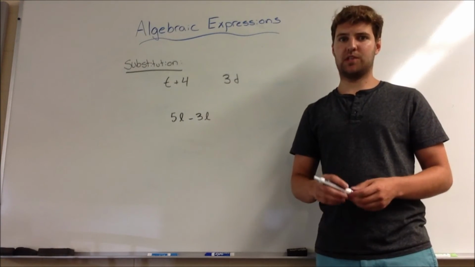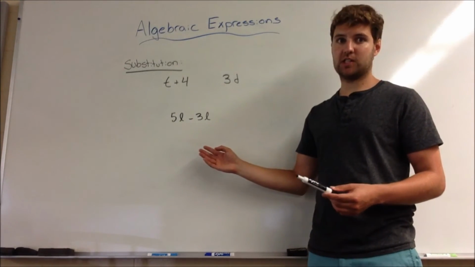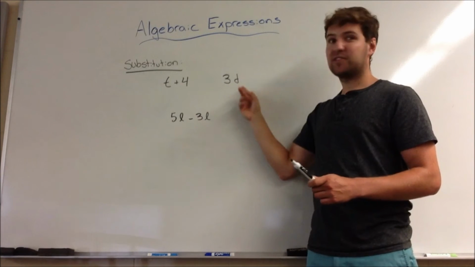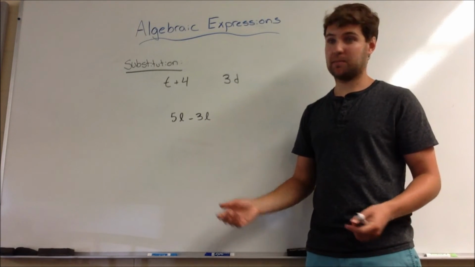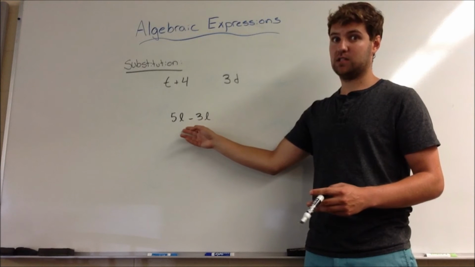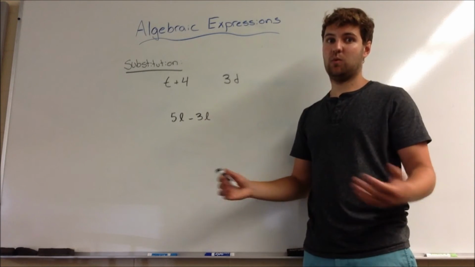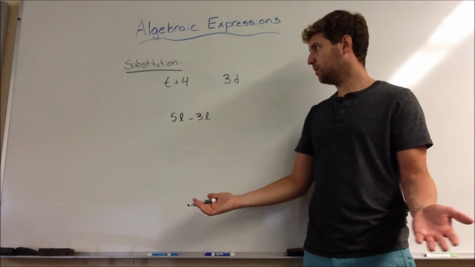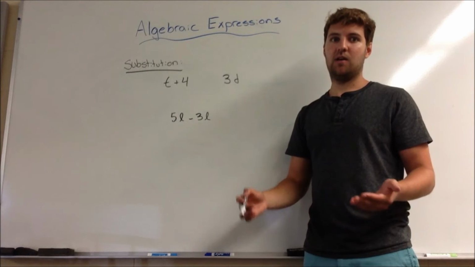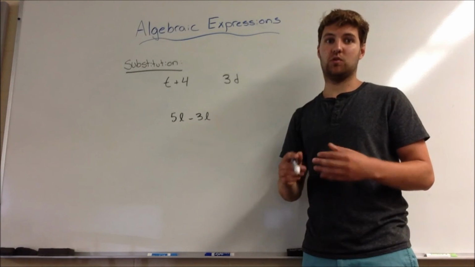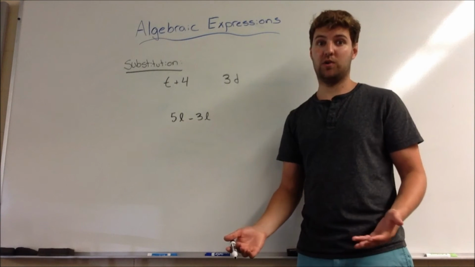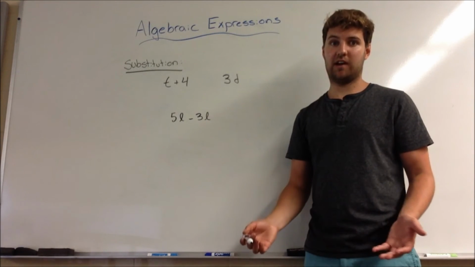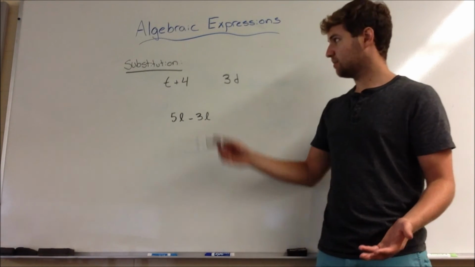I want to talk about something called substitution for a second. Here are 3 different expressions. We have t plus 4, we have 3d, which really means 3 times d, remember? And we have 5l, 5 times l, subtract 3 times l. Now what do we do with these things? It's just a number and a letter. What can we do with them? Well, not much right now. But remember I said that variables really are numbers. They're just numbers that we don't know yet. So once I tell you what the letter is, then you can evaluate the expression like we did in our last video.